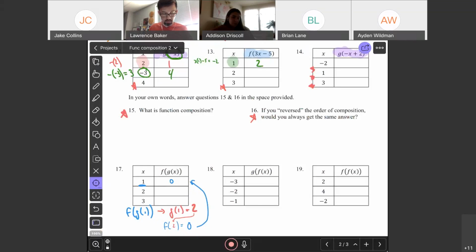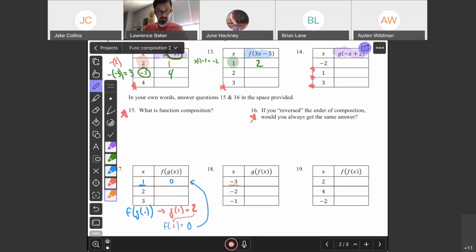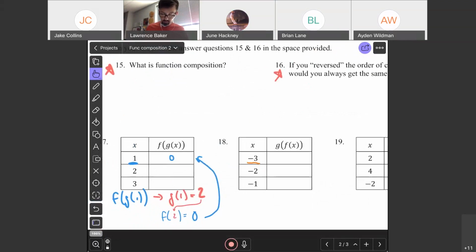June, do you think you could walk me through one? If I ask you to do this one, the first one for 18? Yes. Okay. So you would just have to, okay, so it would be g of f of -3. Negative 3. So where do I go first?